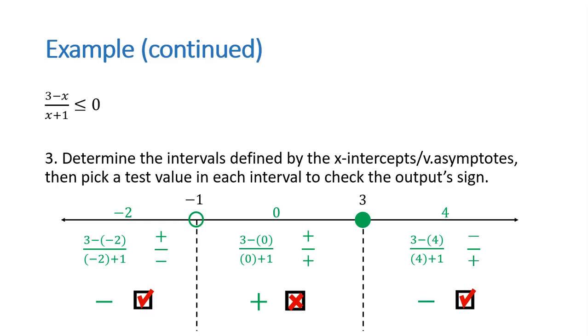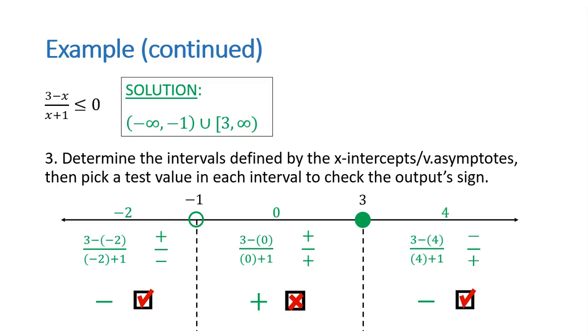So now we write our solution, keeping in mind which input is included, which endpoint is not included. So we have everything from negative infinity to negative 1, not including negative 1, remember that was a vertical asymptote, and then everything from 3 to infinity, including 3, because there was equality and because 3 corresponded to an x-intercept.